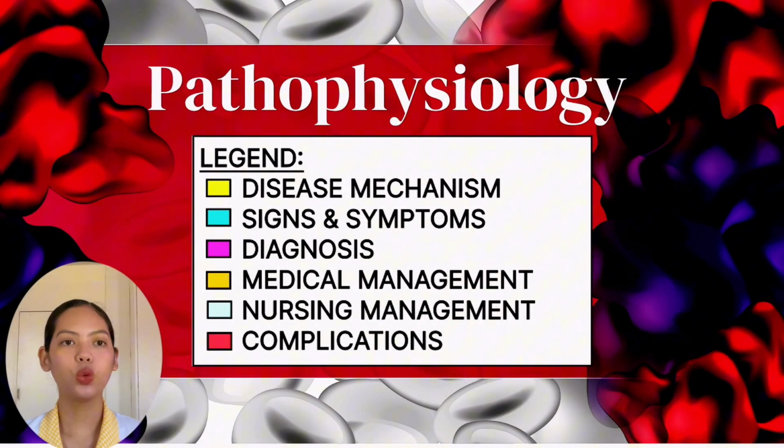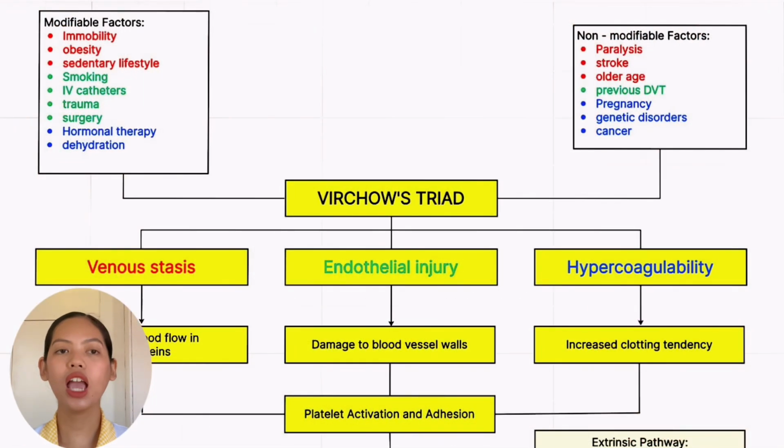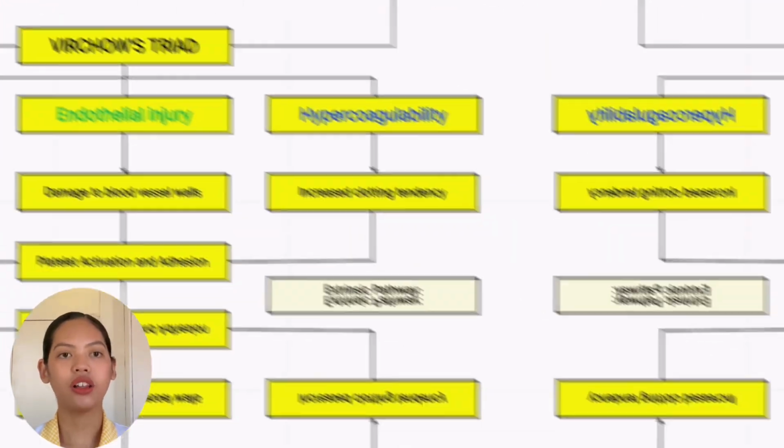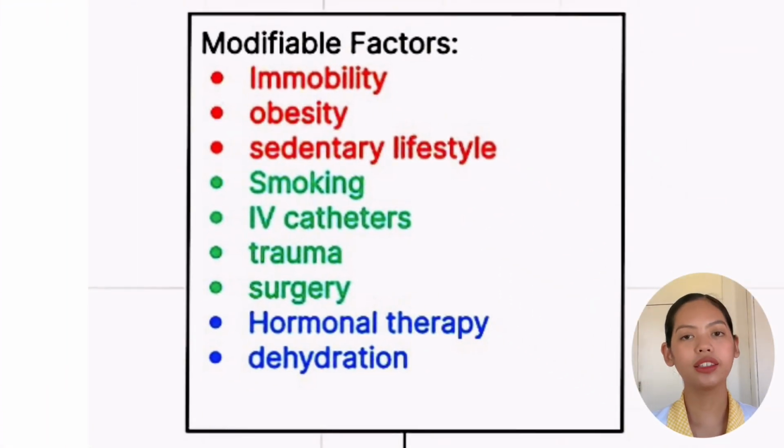Now that we understand what DVT is and where it commonly occurs, let us explore the pathophysiology and learn how DVT develops. We'll start by discussing the risk factors, which are divided into two categories: the modifiable and non-modifiable. These factors are color-coded based on their relation to the virchow's triad, which we will tackle later on. First, let us look at the modifiable factors. These are risks that you can change or manage to reduce your chance of developing DVT.